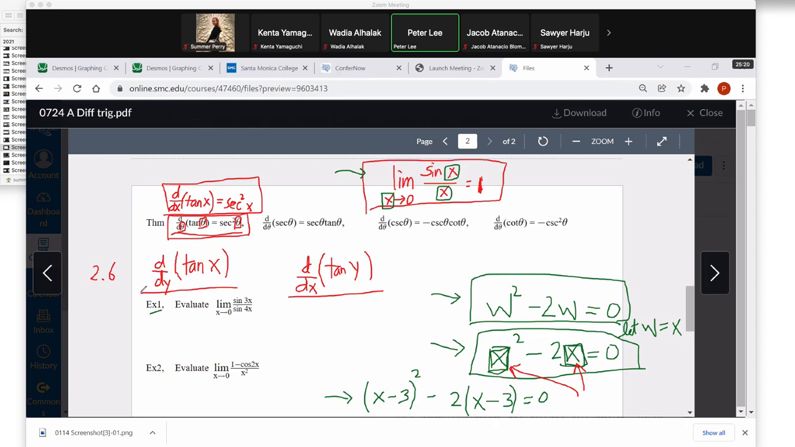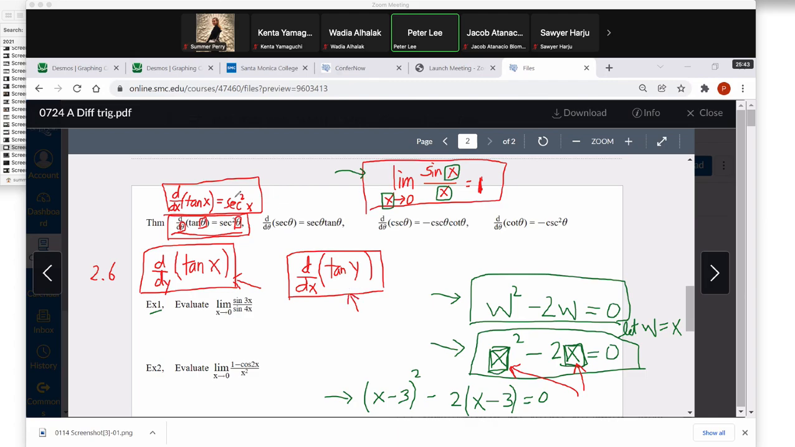So just want to let you know that this guy right here is not secant square x, and this is not secant square y either. The answer to this guy is not secant square x, and it is not secant square y. This guy here, same thing. This guy here is not secant square x, it is not secant square y.